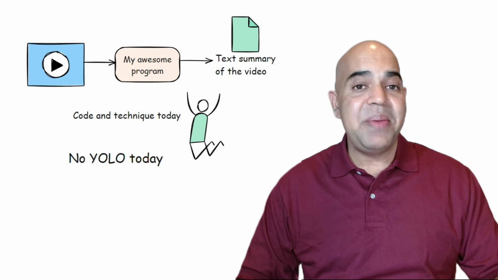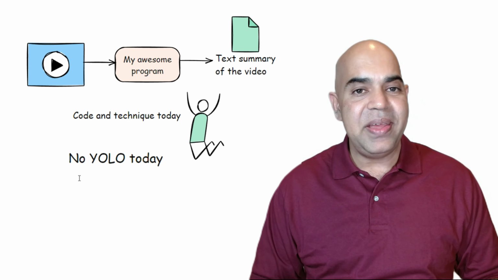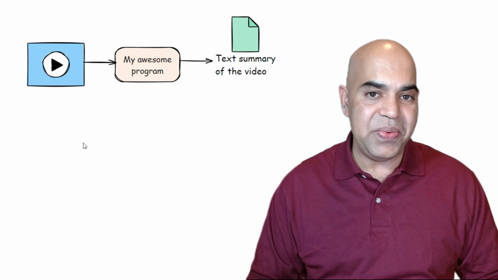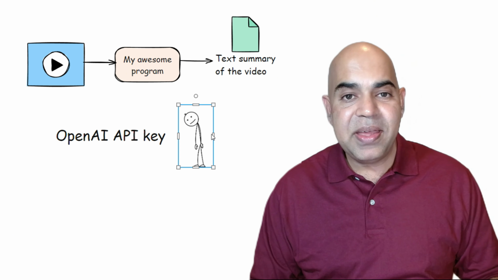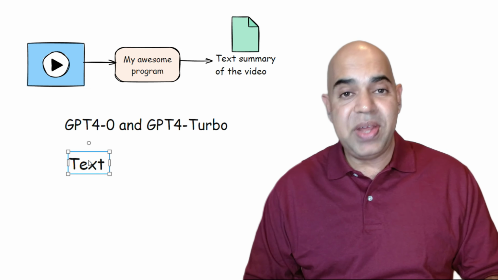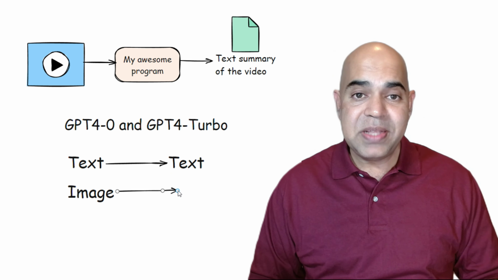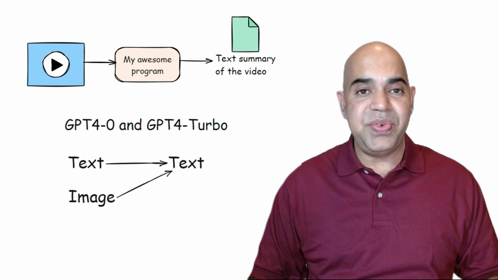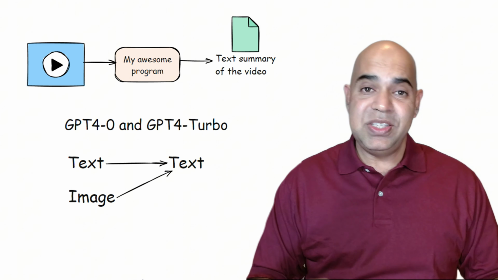For today's program, I am using the OpenAI API to receive a response regarding a frame image of the video. You will need an OpenAI API key for this program. GPT-4o and GPT-4 Turbo are multimodal. That means you can send an image via API and receive back a text response. We will be using this facility to automatically generate a text description of the video.